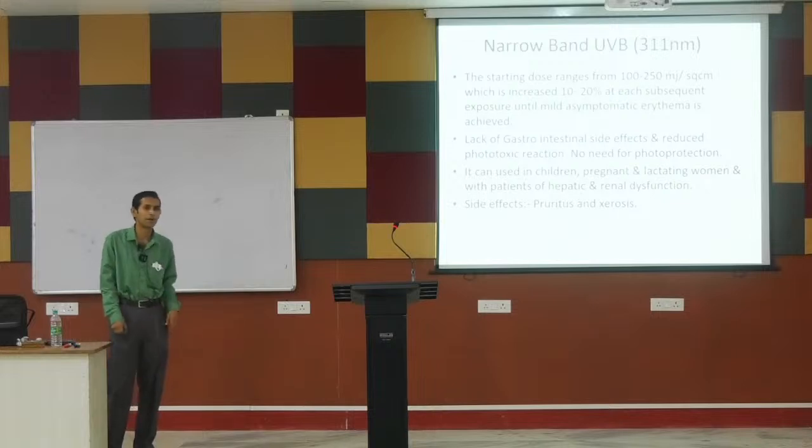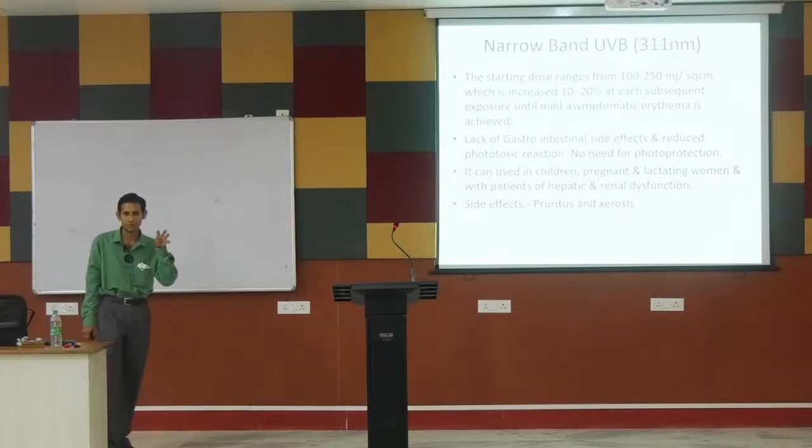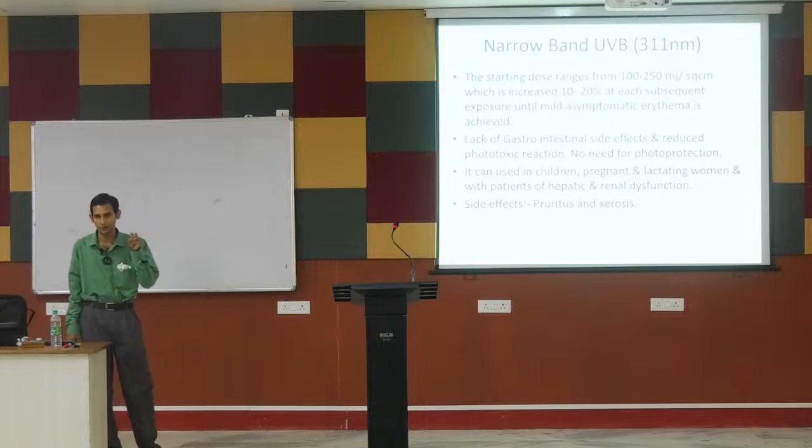Now coming to narrow band UVB therapy. What is narrow band UVB therapy? Narrow band UVB is a special type of fluorescent light. It is a very effective treatment as far as side effects are concerned, since there are fewer. With systemic PUVA, there are many side effects, gastrointestinal side effects and hepatotoxicity. Narrow band UVB can be given in children or in pregnancy, and it usually produces fewer side effects. It doesn't produce this type of side effect.